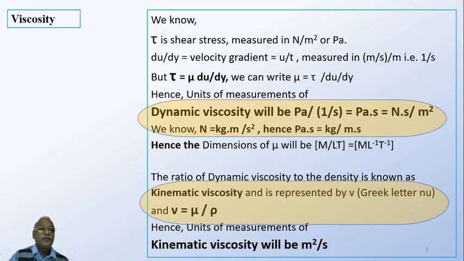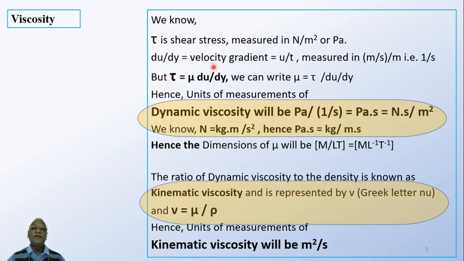Now we know that tau is shear stress measured in Newton per millimeter square, or Newton per meter square. Anyway, it is force divided by area, and that is what should be the units of shear stress. It can also be put simply as pascals, because 1 Newton divided by 1 meter square is 1 pascal. That's a unit of stress.